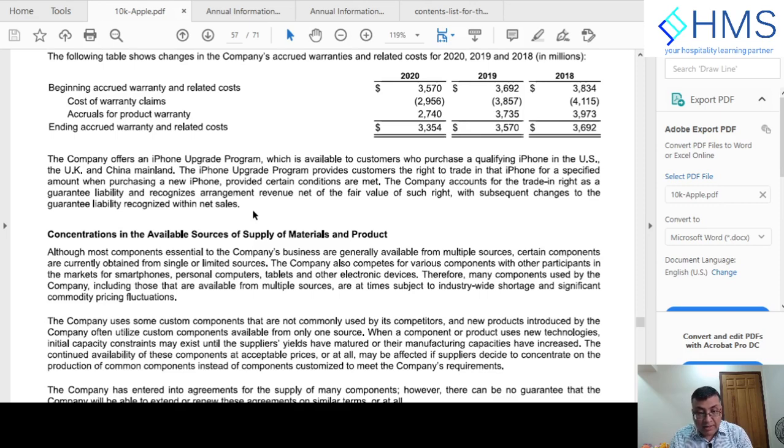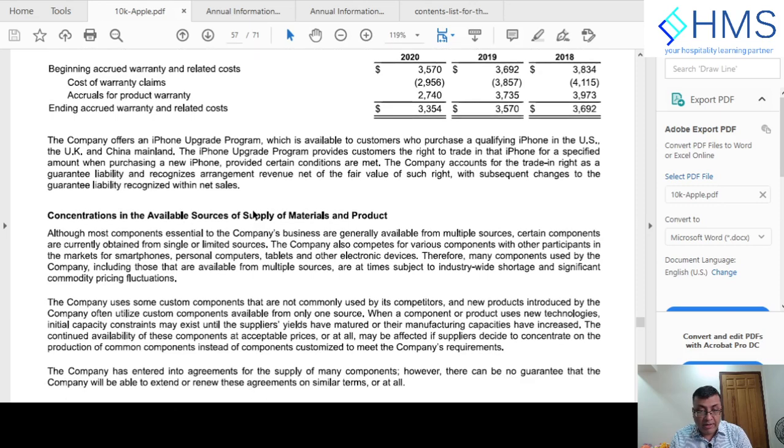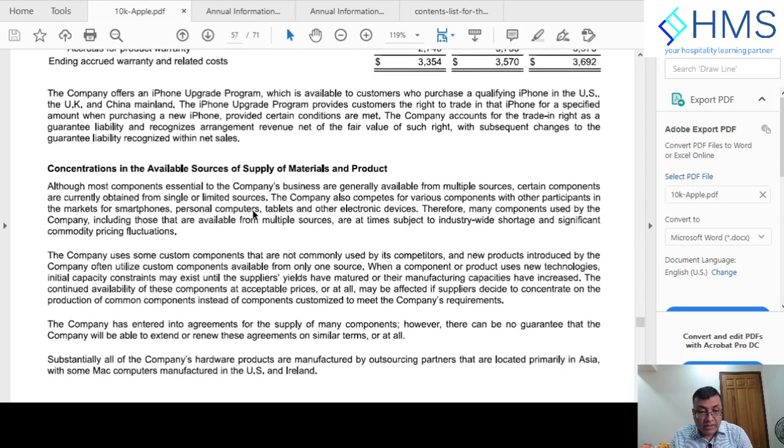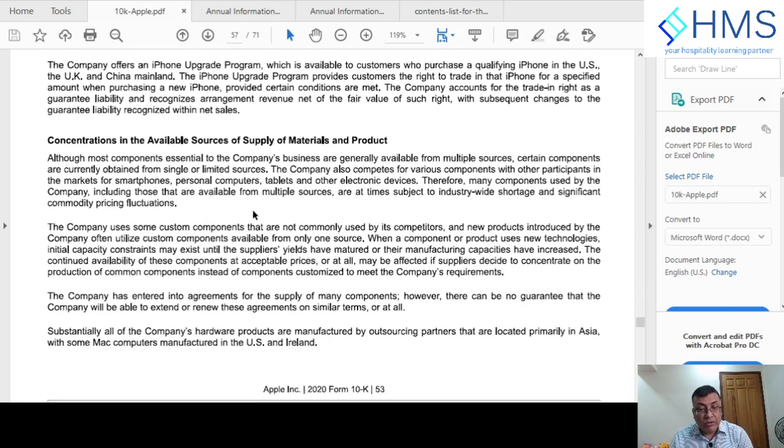Then the unrecognized arrangement and subsequent changes to the guarantee liability recognized within the net sales. Then the concentration in the available sources of supply and material. So here again you have the contingency. So what kind of components are lying? So you can see, try to understand.